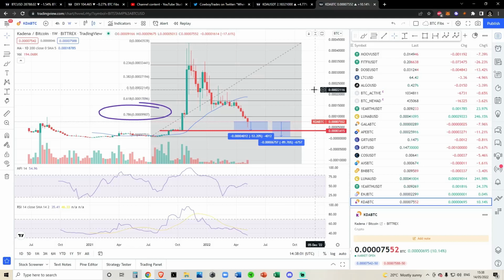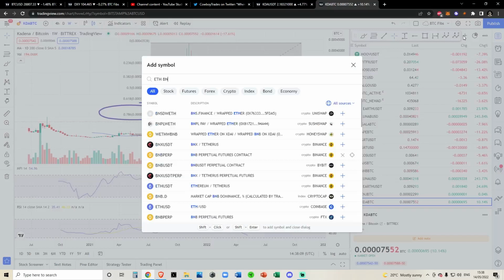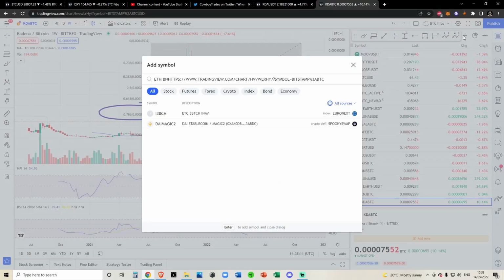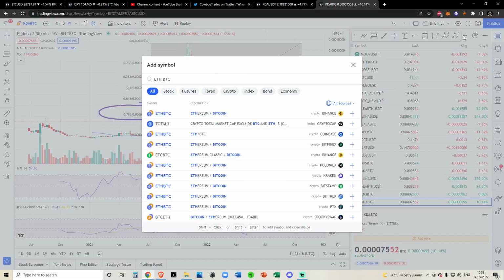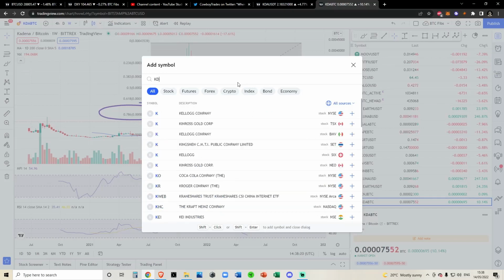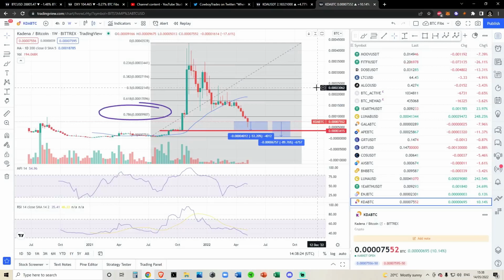As always, I hope you found some value in this video. I hope that if you do hold a bunch of altcoins, you come over to TradingView. If you hold ETH, just type in ETH BTC. If you hold Kadena, just type in KDA BTC and compare these altcoin pairs with the BTC pairs, because like I said, if your altcoin is underperforming against Bitcoin, you're taking on tons of extra risk and you're losing money for no reason whatsoever.